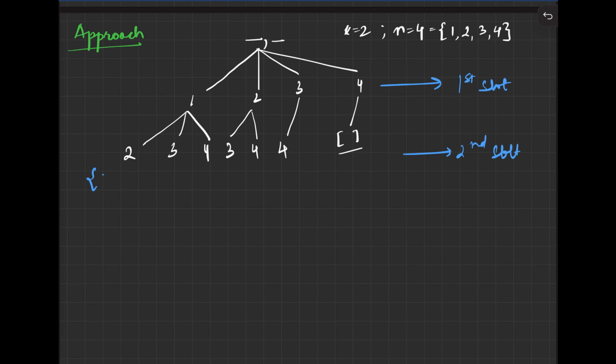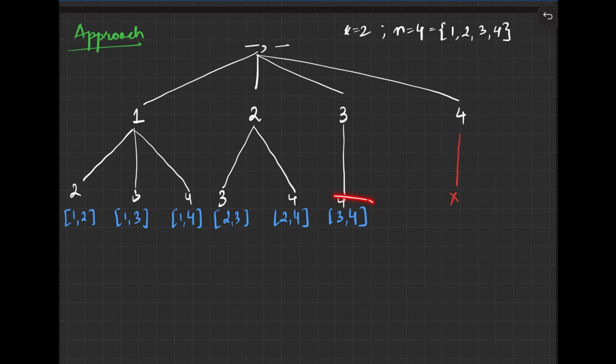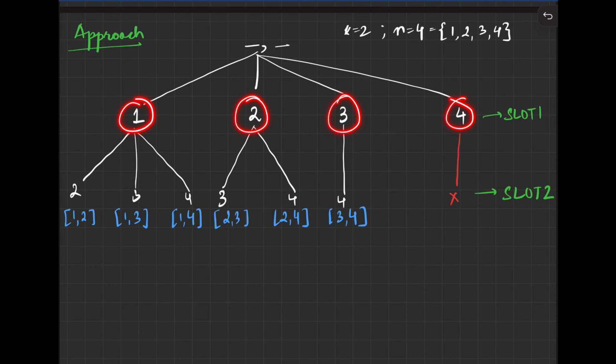If we gather our answers, from here we get 1 and 2, here we get 1 and 3, 1 and 4, 2 and 3, 2 and 4, 3 and 4, and this becomes our solution set. So this is our approach 1. To summarize, I've cleaned up the tree a little bit. You start with 2 slots. Each level represents 1 slot. So this level here is slot 1 and this is slot 2. The way we work through this is, for the first slot, we have all the 4 candidates.